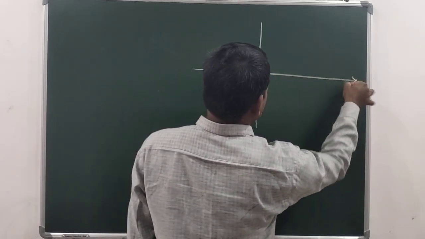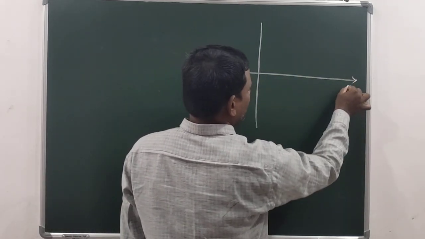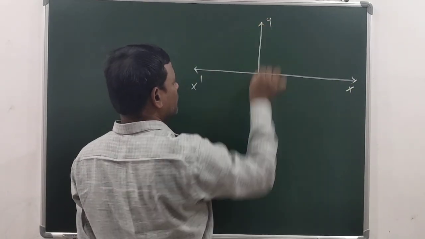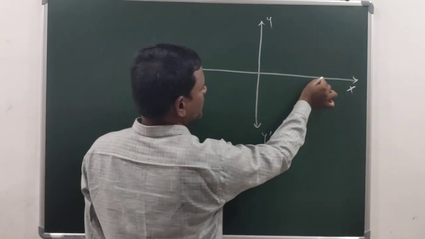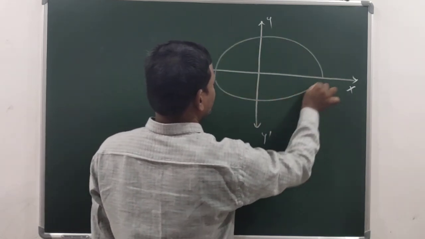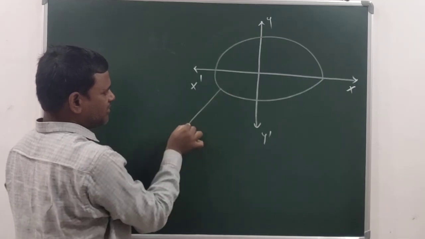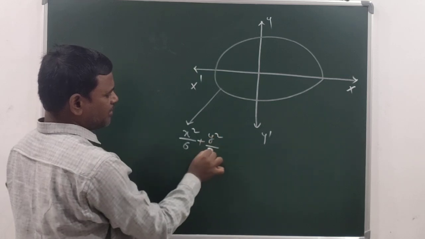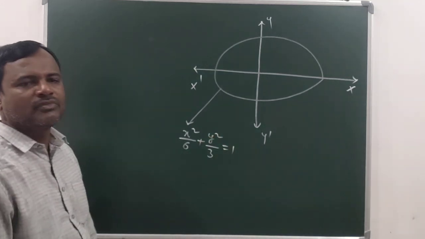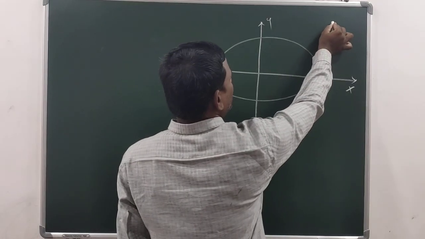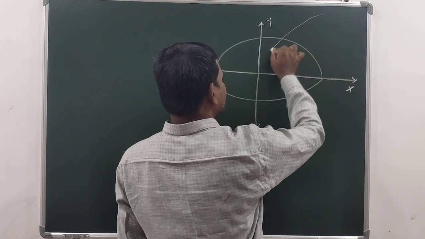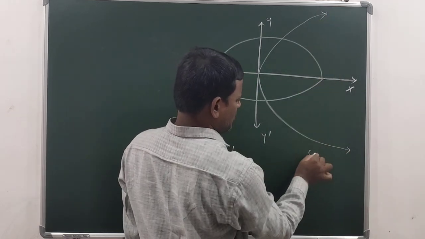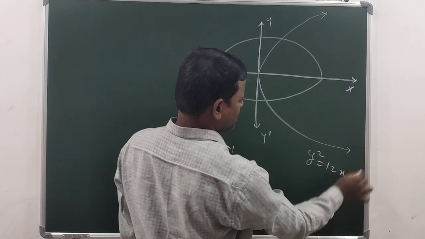One ellipse equation is given as x square by 6 plus y square by 3 is equal to 1. This is an ellipse whose equation is given as x square by 6 plus y square by 3 is equal to 1. And one parabola equation is given like this: y square is equal to 12x.